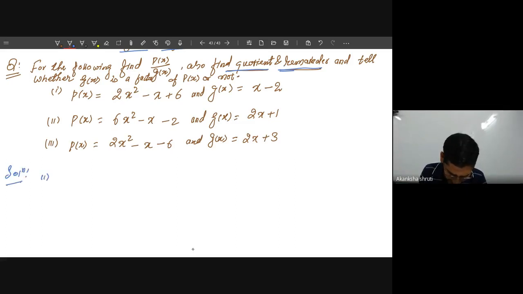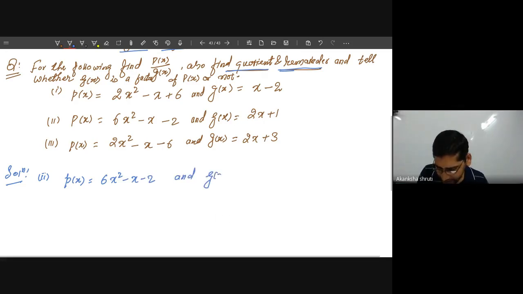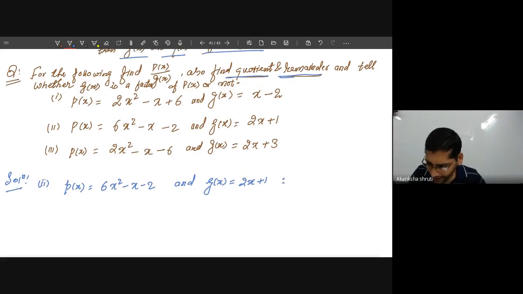Students, this was also given as homework: to get the quotient and remainder by division. I hope you have obtained that, but please verify with me. For the second question, px is 6x square minus x minus 2, and gx is 2x plus 1. Students, can you tell me what quotient and remainder you calculated in your homework?